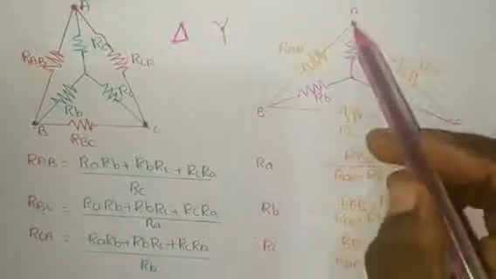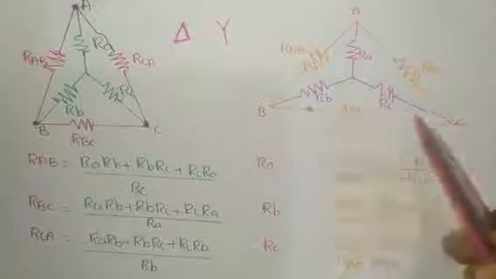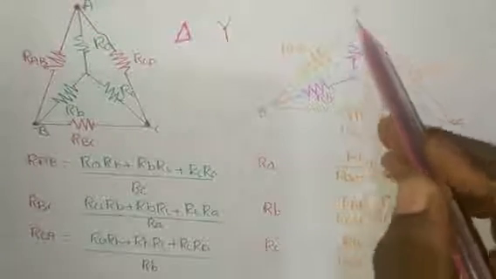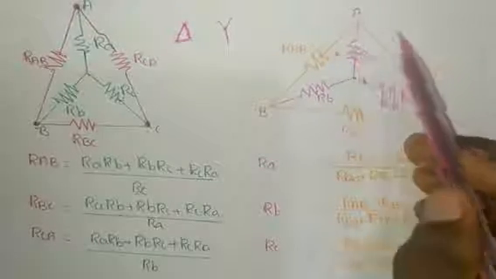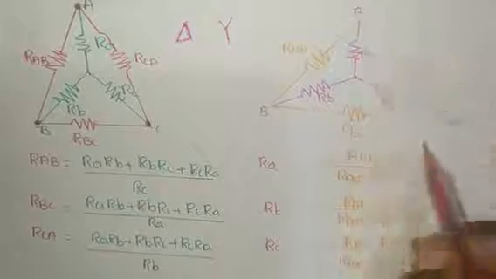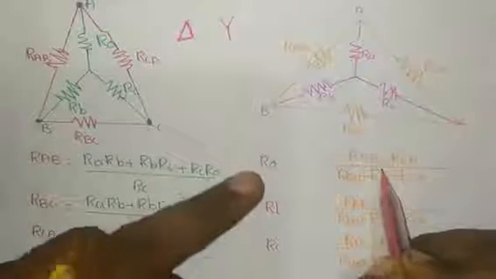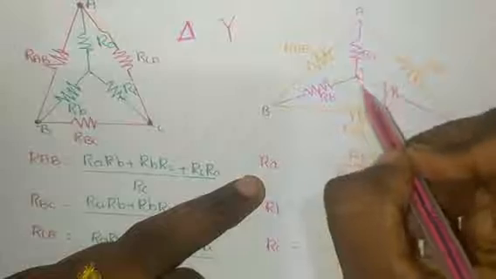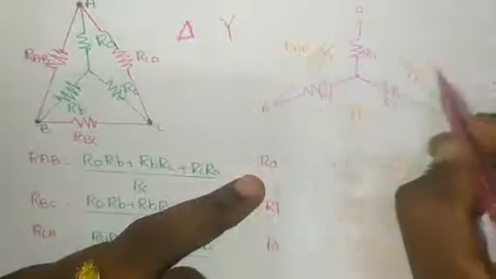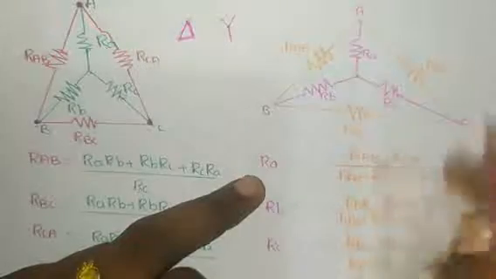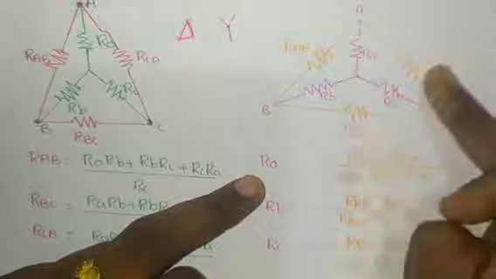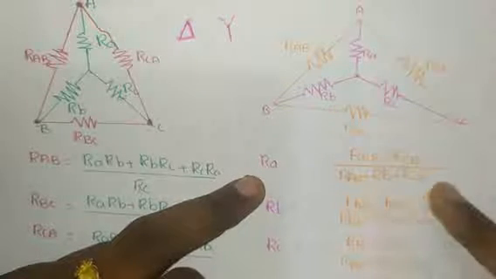When I am converting this delta network into star network, the first arm is RA. I am connecting this star network arm here. Automatically it comes in contact with the resistors RAB and RCA. These 2 resistors are taken in pair in the numerator term for RA. So RAB into RCA divided by the total resistance RAB plus RBC plus RCA, sum of all individual resistances.